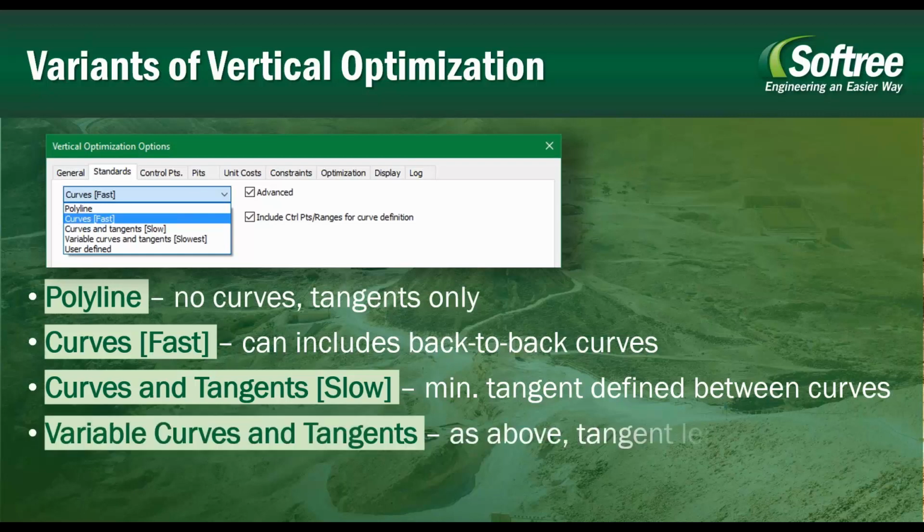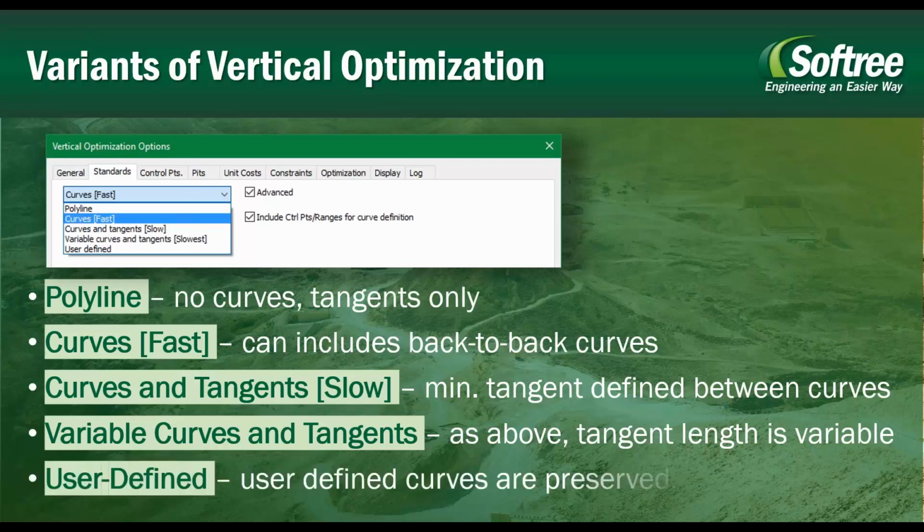The next one, which is a little bit slower still, but it is usually the smoothest option, is variable curves and tangents. So in this case, optimization will look to produce an alignment that has curves and tangents of varying lengths. And so that's why it takes a little bit longer to solve. The last option is user-defined. So this is where Softree Optimal is going to look at any curves that you have defined in your original or current alignment. It's going to preserve those, not add any new curves, and just move the vertical IP points up and down to fine-tune the optimization and to minimize your earthworks.